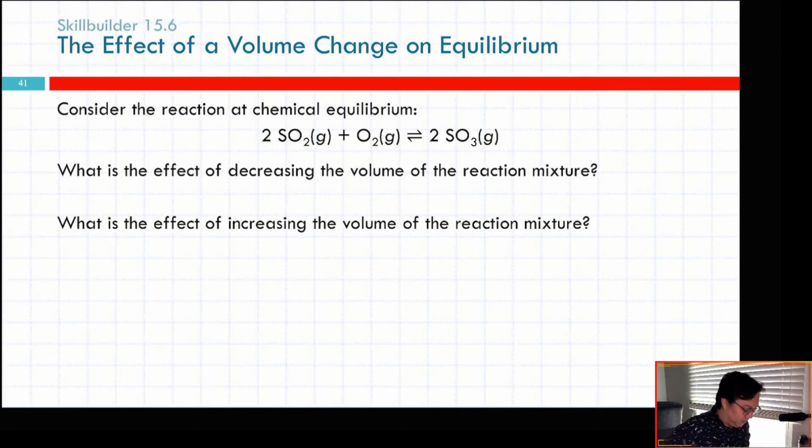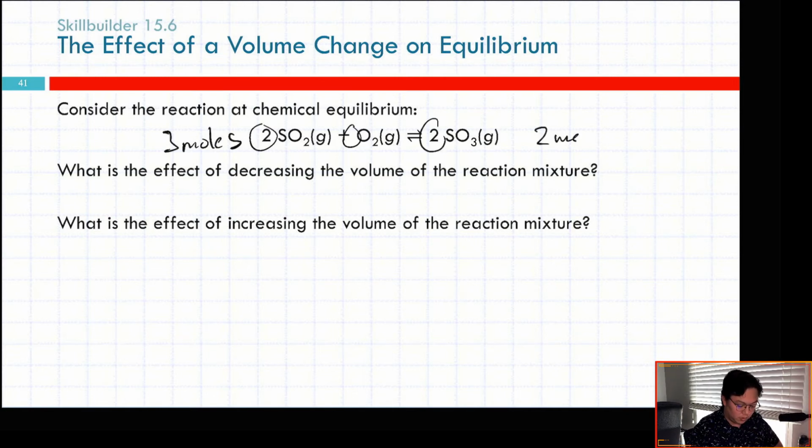All right. So let's consider this reaction. We have 2 SO2 plus oxygen, O2, and we're going to get 2 SO3. So if we decrease the volume in the reaction mixture, which way is our reaction going to shift? Left or right? So the first thing to do for this equation is to count the number of moles of gas on either side. On the left, we have 2, and then we have an implied 1, so we're going to have 3 moles. And on the right side, we only have the 2, so we have 2 moles.